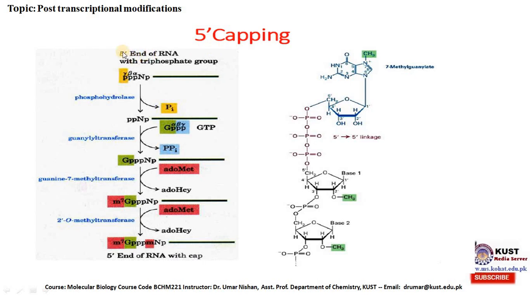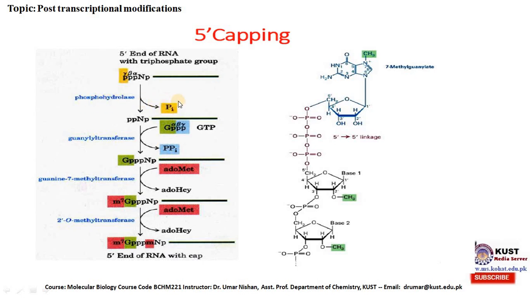So, the 5' end of RNA with a triphosphate group. The alpha, beta, and gamma phosphates are shown here. This is the 5' end showing a nucleotide with these alpha, beta, and gamma phosphates.